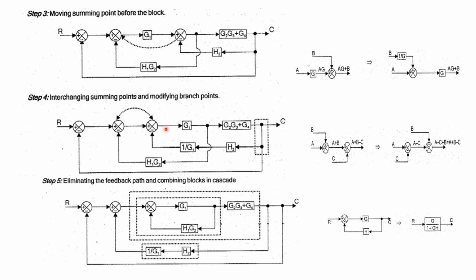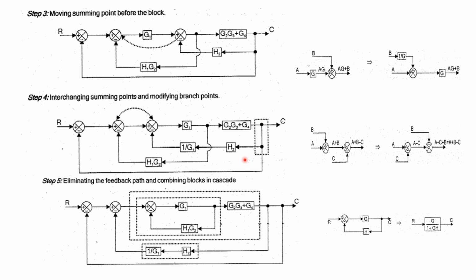Understood? Now we can interchange the summing point. If you are interchanging the summing point, one negative feedback will be inside the other negative feedback. Here we have to interchange the summing point, and here also there will be a branch point. Two branch points in a single point, so we can separate this into two branches or two loops.